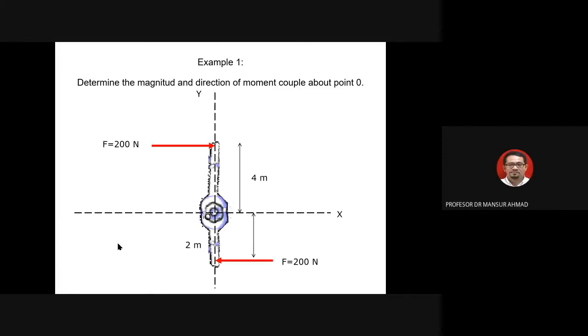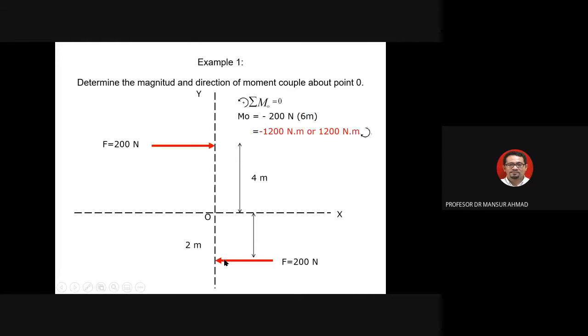Ketatkan. Ketatkan, thank you, betul. That's correct. You have that feeling already. Ketatkan bolt ni, ya. Okay, so I'm going to sum moment about point O equal to 0, or in other words, summing moment at the bolt equal to 0. So just sum it up using a formula here. Yeah, this is negative 200 Newton. The distance is 6, 4 plus 2. Yeah, so dapat jawapan dia.